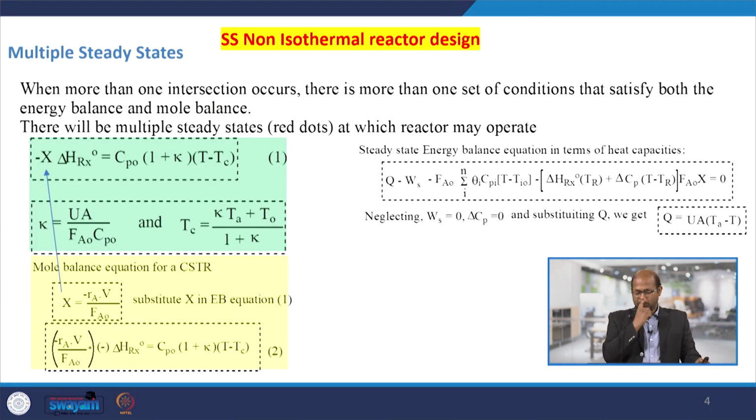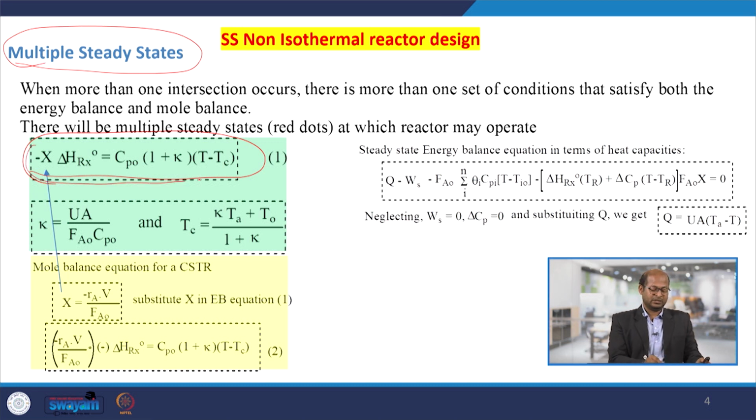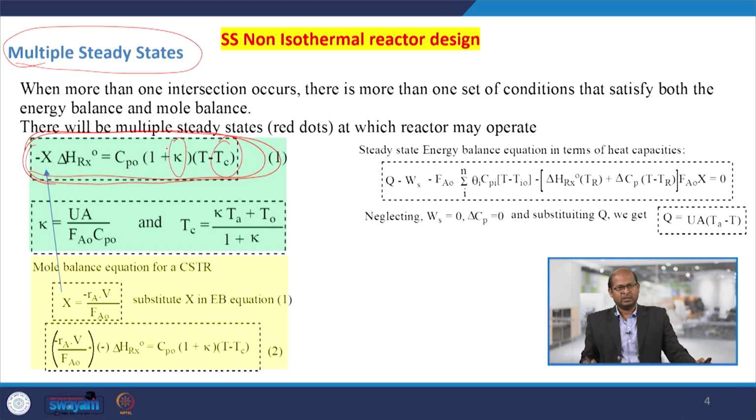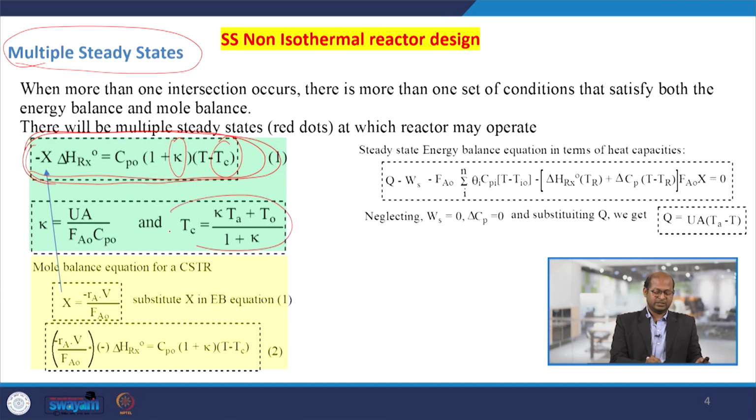Now this is the energy balance equation that we have written. For multiple steady states we are not considering the material balance, only the energy balance equation, which we already discussed in your previous class, and which we can express in terms of kappa and Tc. This way we can write the energy balance equation; we know what Tc and kappa are. These are just parameters to make it simple. This is equation 1, the energy balance equation.